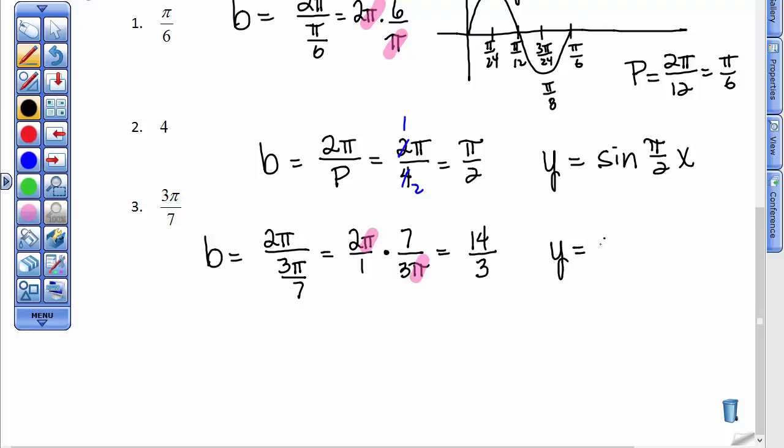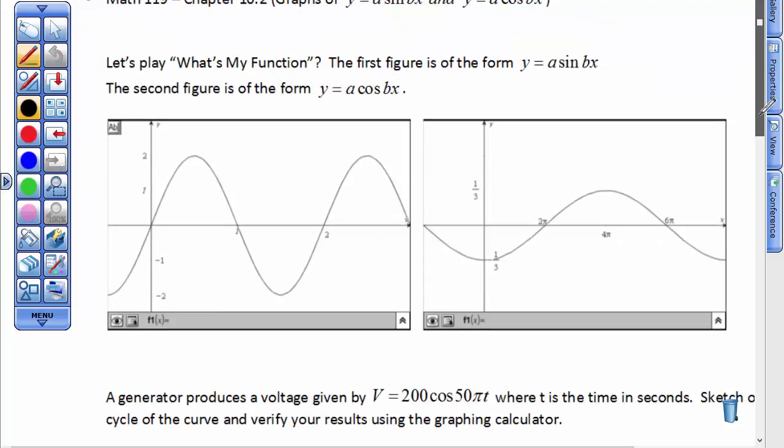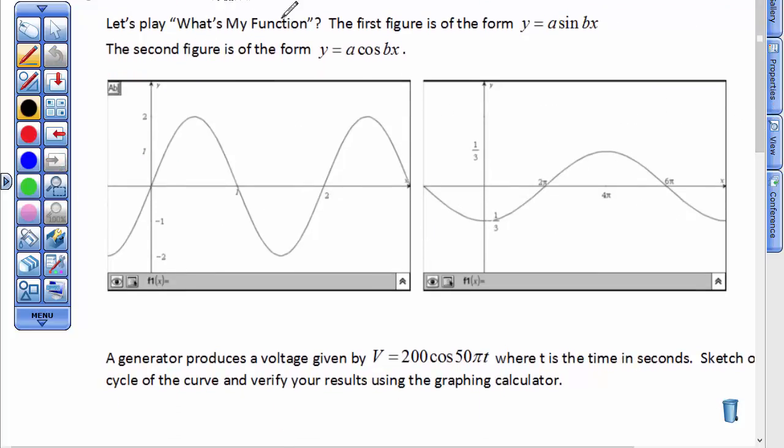And the curve is y equals the sine of 14 over 3x. And I've played the game called What's My Function and successfully written the equation. So let's now go and take this one step further. Let's play What's My Function.